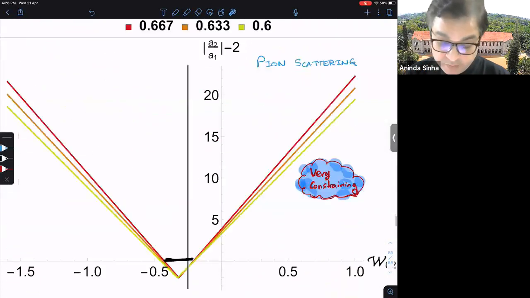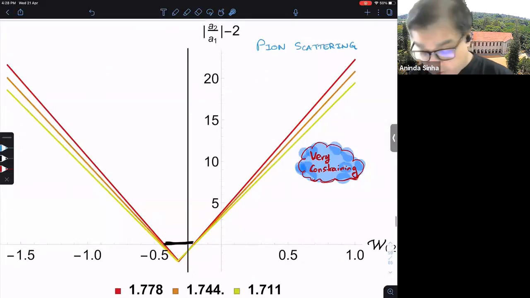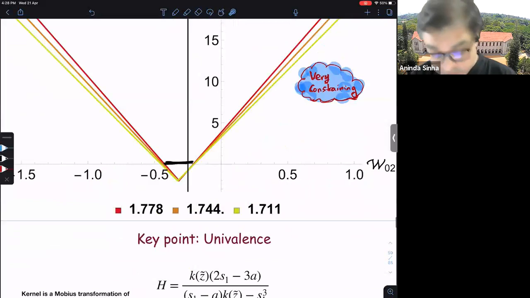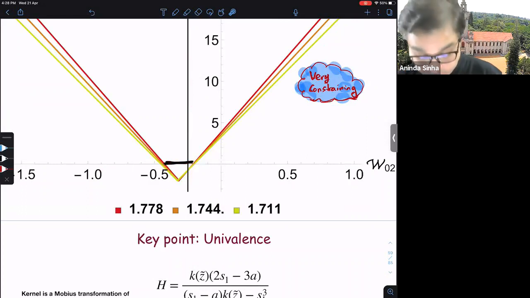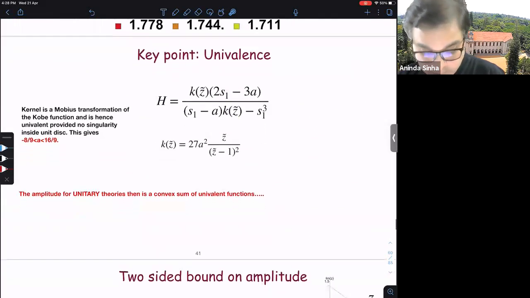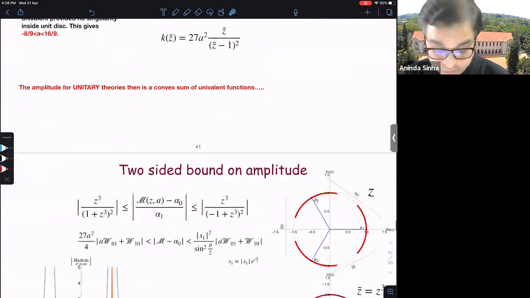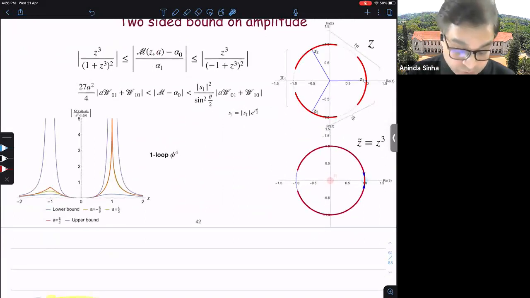You can do the same thing for pion scattering as well, which is a more realistic problem to consider. Again, you play the same game, and again you see that it is tightly constrained, where the two-loop chiral perturbation theory value sits here, and the inequality gives some range of values, which is not very big. That is the main part of the story. And in fact, it gives you some very nice two-sided bounds, which you can verify using one-loop phi to the 4th theory if you want.